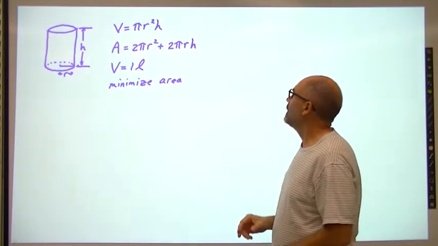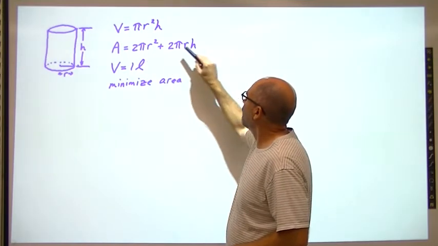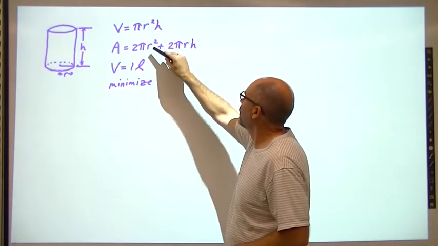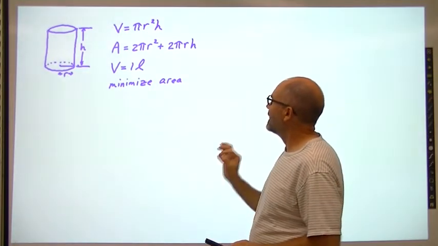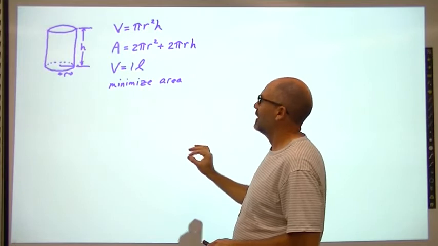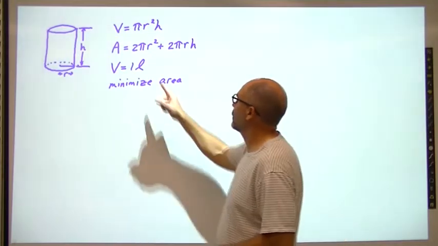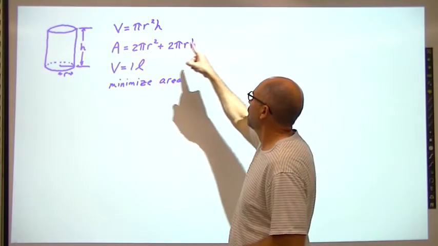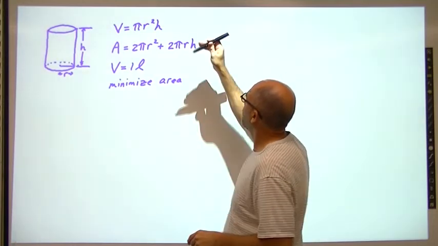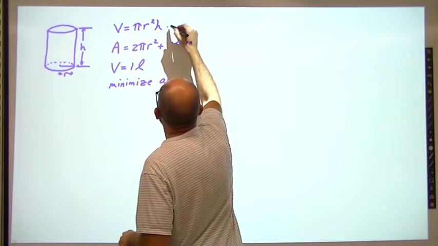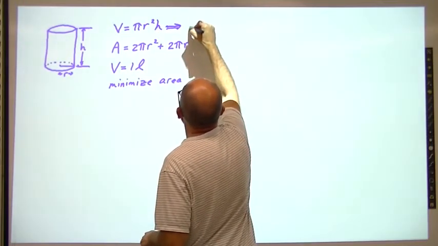All right, now, once again, we're trying to minimize area, but we have our area in terms of both radius and height. So we need to get height in terms of radius in order to have one variable. Remember, we're looking for area as a function of one variable. Well, so we know that volume is pi r squared h, and that equals 1.